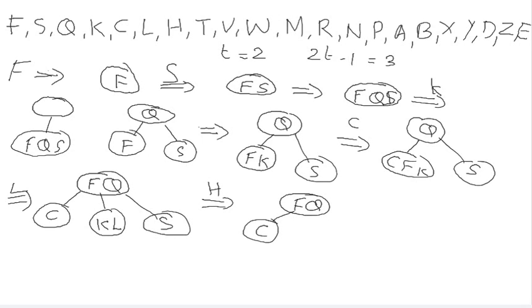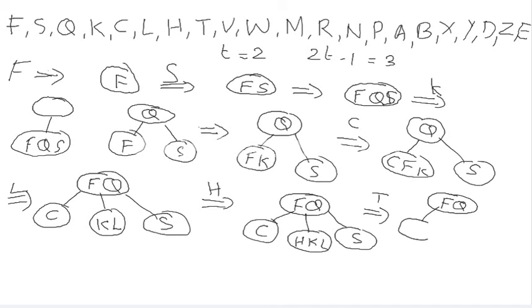Okay, H, K, L, and you have S here. Now you have T. T is the next input. So when T comes, S, T will go to the right of S. So you have F, Q, then C, then H, K, L, then S, T. Okay, S, T.